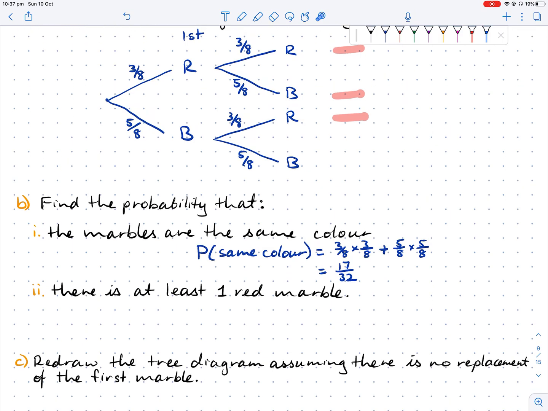It's really just about your perspective, which version you'd prefer. So if I want the probability of at least one red, I could just add up those branches. So I'm going to go red-red, red-blue, and blue-red. So when I add those up, it's 3 out of 8 times 3 out of 8, plus 3 out of 8 times 5 out of 8, plus 5 out of 8 times 3 over 8.